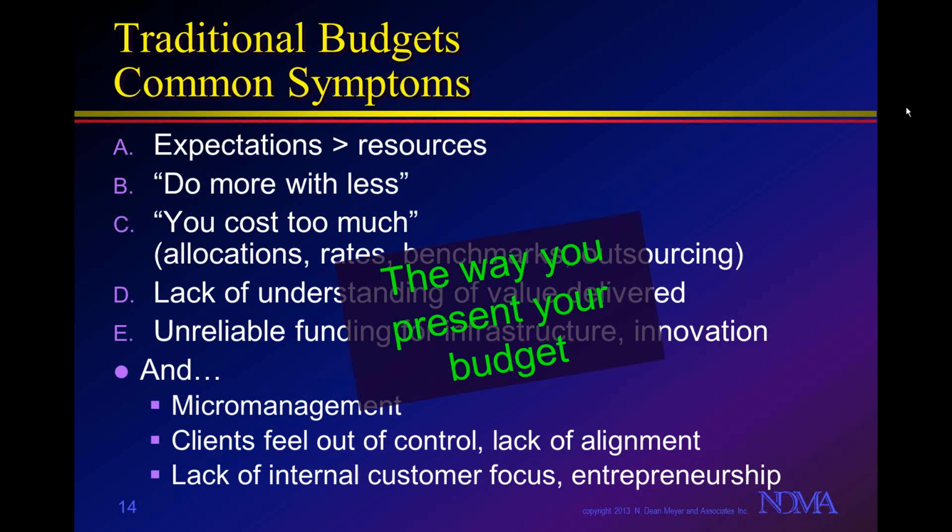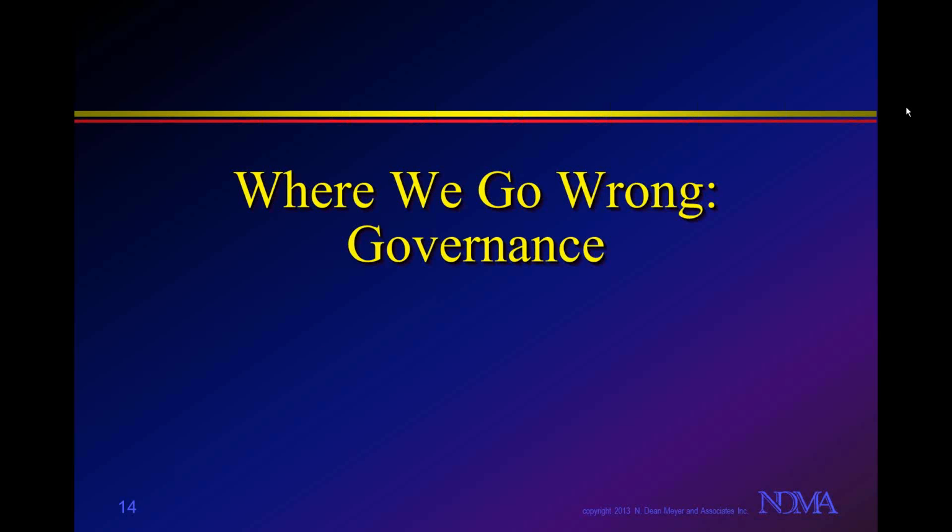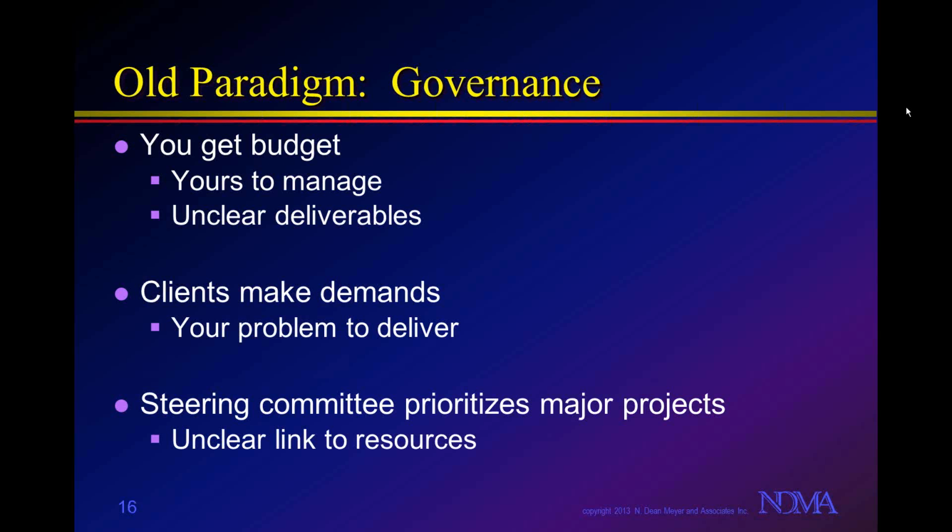Now then what happens during the year? During the year, we've been given this budget, and there are governance processes that decide what we use it for and track us against it, that decide priorities and track spending. So let's take a look at those. Here's the old paradigm, the opposite of business within a business. We give you the budget, and watch out, here comes the trap. It's yours to manage as you see fit, CIO. Do the best you can with it. We don't really understand what to expect of you in the way of deliverables. It's your job, CIO, to align with the business.